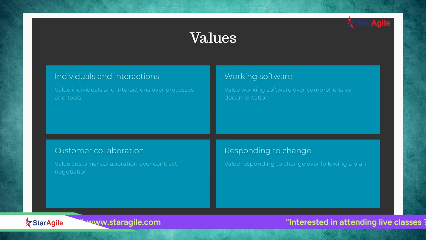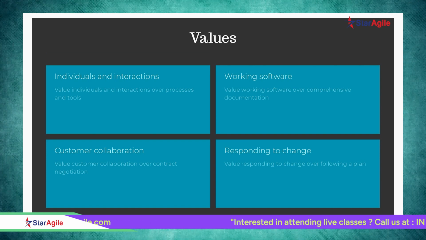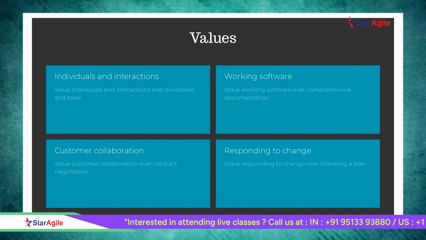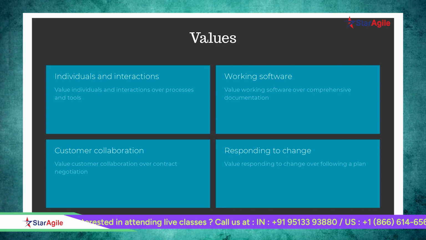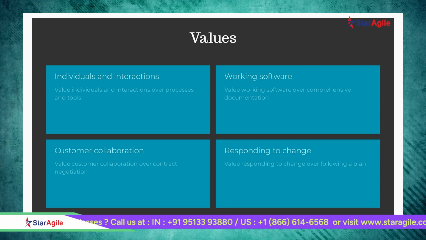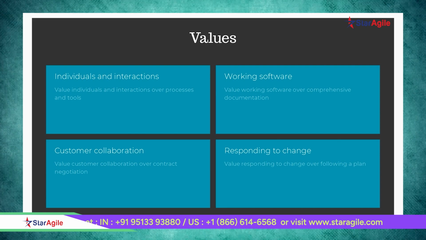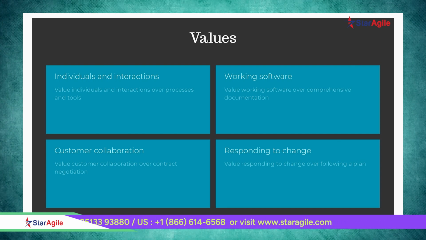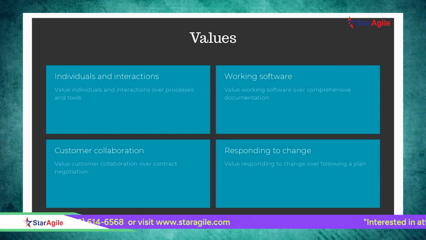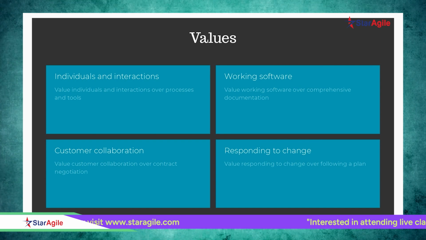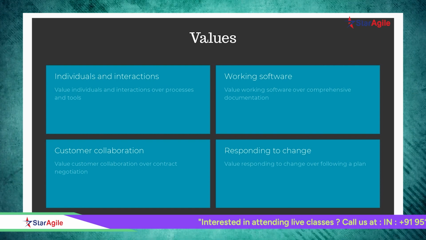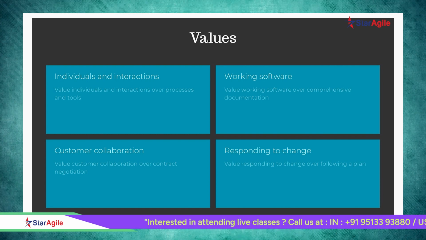The third value, customer collaboration over contract negotiation. Agile encourages active involvement and collaboration with customers throughout the development process. Instead of relying solely on fixed contracts and requirements, Agile teams engage customers in regular feedback loops to ensure that the product meets the evolving needs and expectations. This collaborative approach fosters a deeper understanding of customer requirements and promotes customer satisfaction.